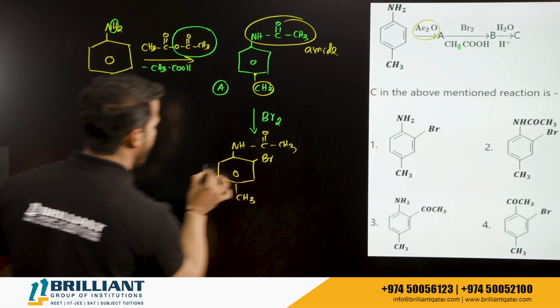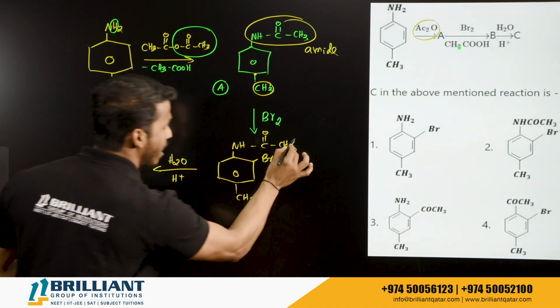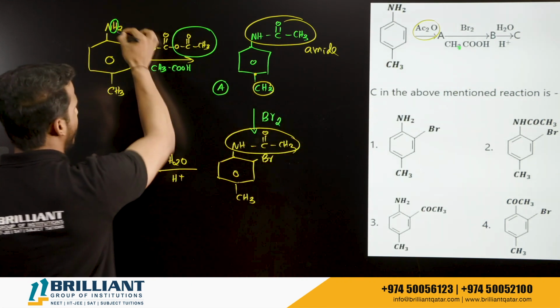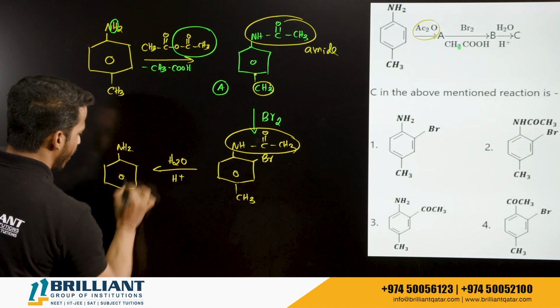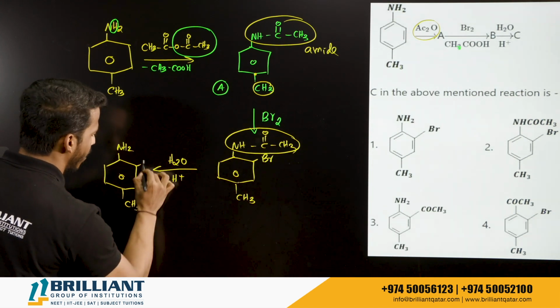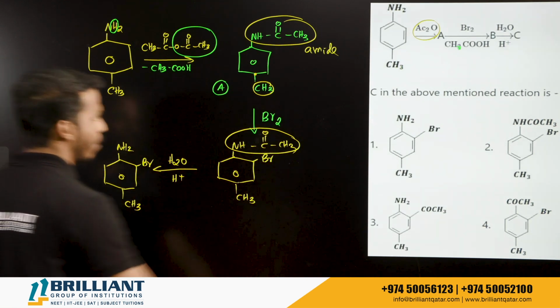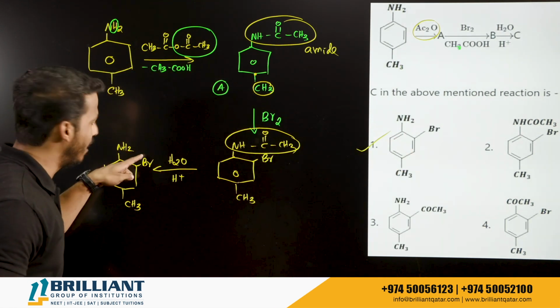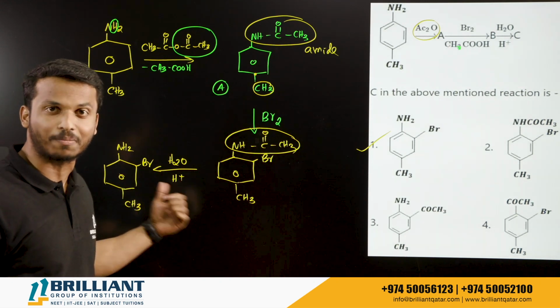Next, we are treating this compound with water in presence of an acid. This amide goes back to amine. So we will get the compound as NH2, with CH3 and bromine. Which is your option? I think it's option number 1, right? NH2, Br, and then CH3. Clear the question? This is the conversion question from the chapter amines.